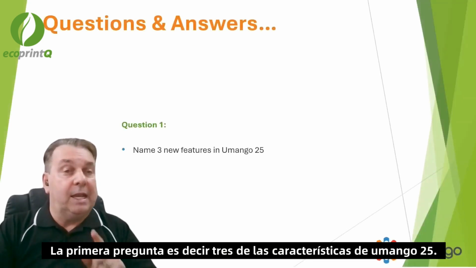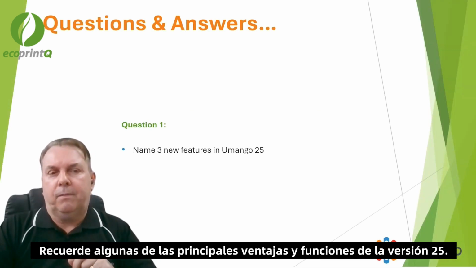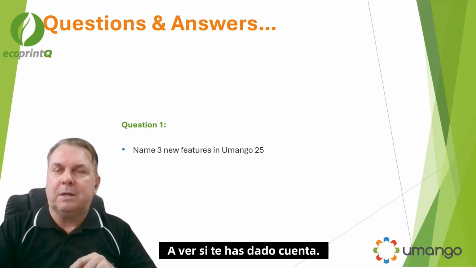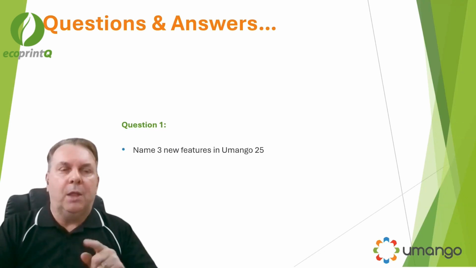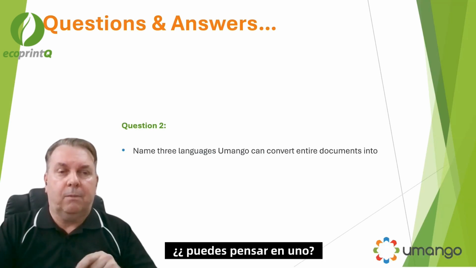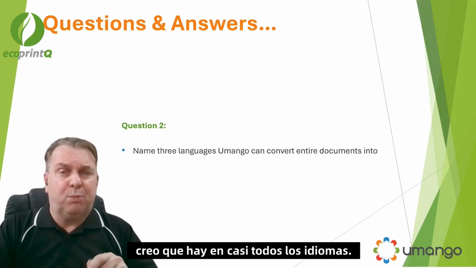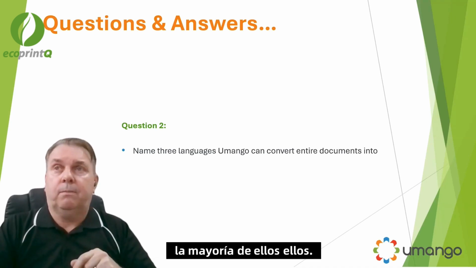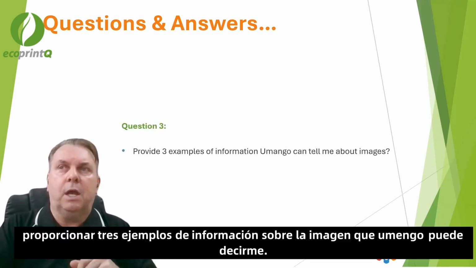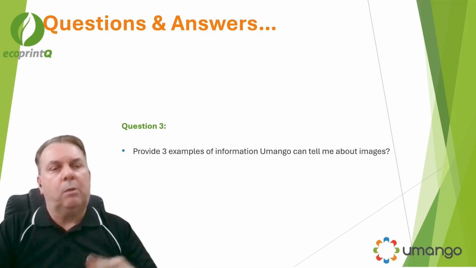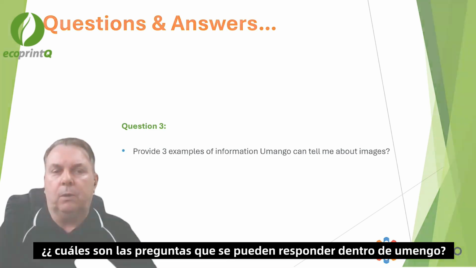The first question, name 3 features in Umango 25. Go back and think of some of the key benefits and the key features of version 25. See if you're paying attention. The next question, name 3 languages Umango can convert entire documents into. Can you think of any? I'll give you a hint, I think it's pretty much every language. And in that video that was shown before, scrolling through that list, it was most of them. Question 3. Provide 3 examples of information Umango can tell me about images. Can you recall that construction site sample that I showed you? What were some of the questions that we were able to get answered within Umango?